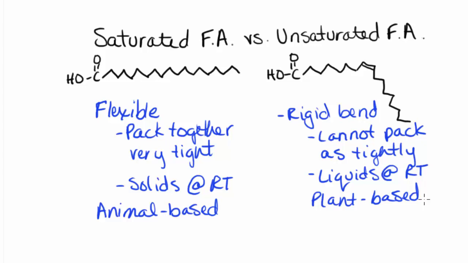Okay, so just to review, saturated have only single bonds in their tail. That makes them very flexible so they can pack together tightly. Unsaturated, you have at least one double bond in the tail. That's going to make this bend in the molecule. That bend is going to just cause them to be really rigid. If they're rigid and they're bent, they can't pack together nearly as tightly in that case, and that's going to mean that they are going to be liquids at room temperature.